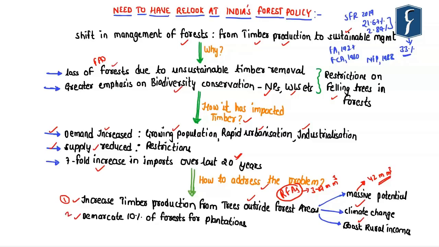The second suggestion given in the research paper is that the states must devise working plans and demarcate 10% of the forest for plantations. Overall, if you look at the gist of this particular research paper, it simply highlights that the higher focus of the government on the sustainable management of the forest and restrictions on felling of trees has led to the demand supply mismatch in the timber. Accordingly, in order to address this problem, we need to harness the timber production from the trees outside the forest area, and a certain amount of government recorded forest area can also be demarcated for the plantations.